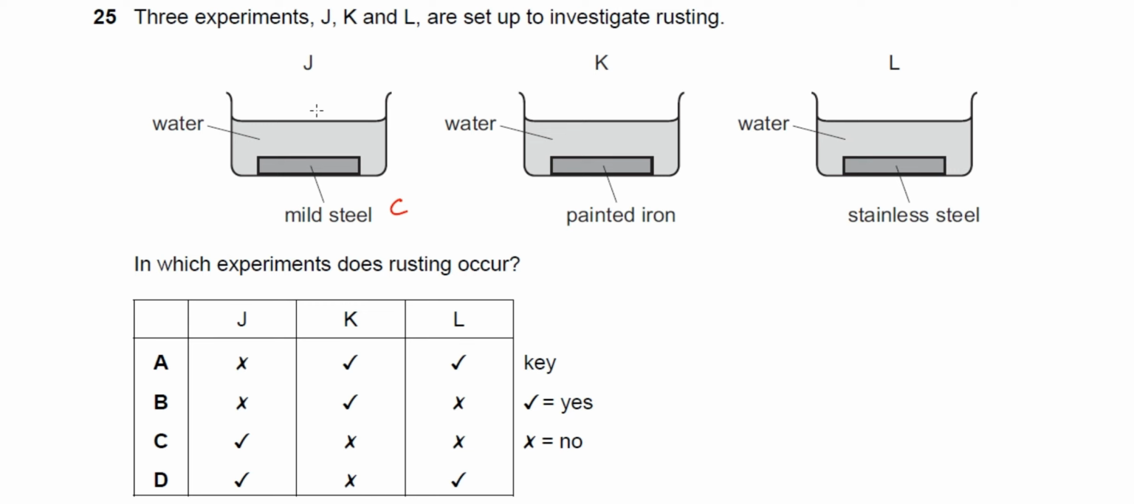So we can say only J, because this is protected by the paint. This is a stainless steel. Stainless steel will never ever go for the rusting. So only J. So is there an option with the J? Yes. C is there. Okay.